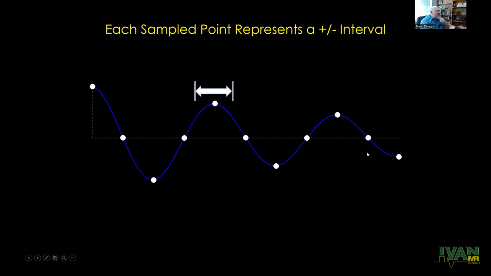So NMR data is discretely sampled, right? And one particular point in the NMR data represents an interval with that point in the middle, okay? So this is not so unusual. So each one of these points is the center of an interval.